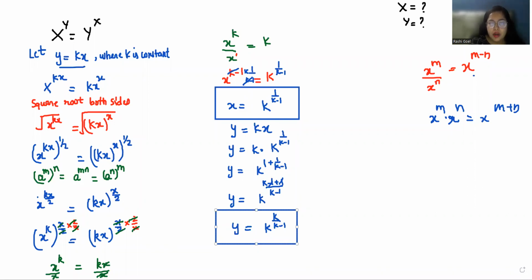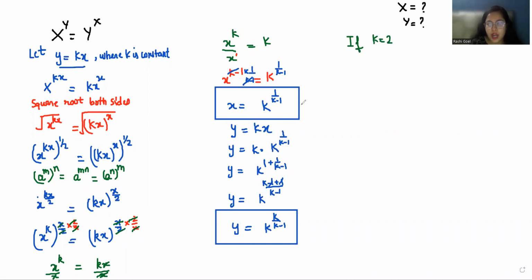Now we assume a number and put the value here and check whether it's equal or not. So if we assume k is equal to 2, let's put in x first. So x is equal to k power 1 by k minus 1. So x is equal to 2 power 1 by 2 minus 1. So x is equal to 2 power 1 by 1. So x is equal to 2 in this case.